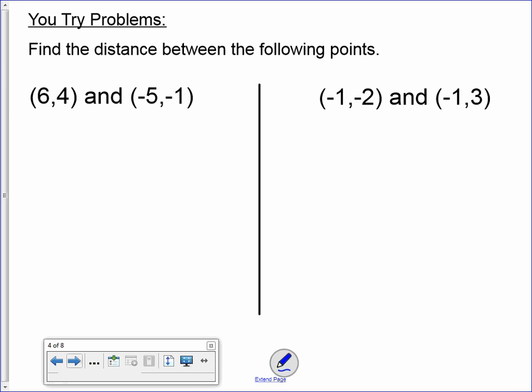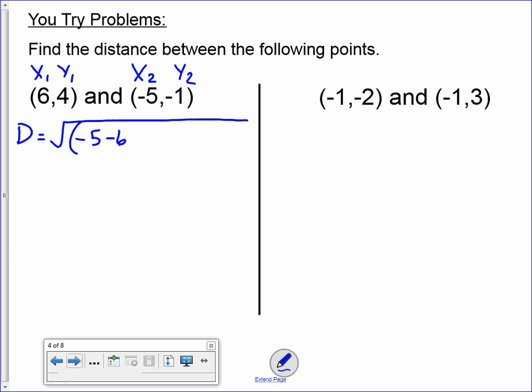Let's take a look at these try problems now that you have completed them. So I want to find the distance between (6, 4) and (-5, -1). So here's x1 and y1. Here's x2 and y2. So when I plug it into the formula, it should look like this: (-5 minus 6) squared plus (-1 minus 4) squared.